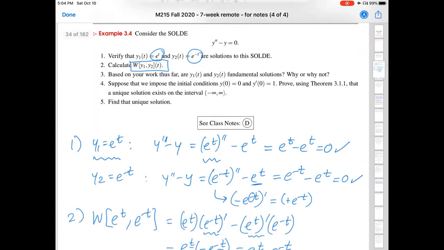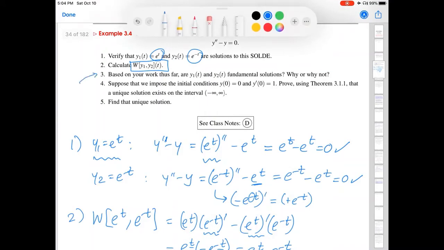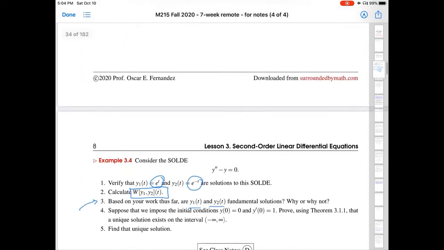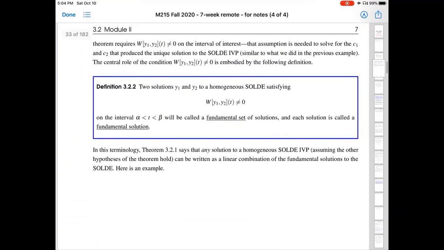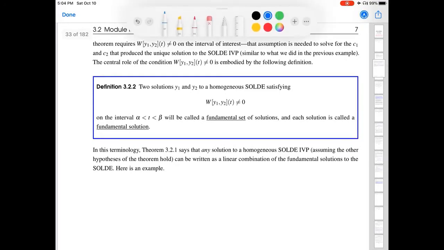Part 3 says, based on your work thus far, are y1 and y2 fundamental solutions? Why or why not? Let's scroll up a little bit and figure out what those fundamental solutions are. That's in this definition. So fundamental solutions, what are they? Whenever solutions to a homogeneous ODE have a non-zero Wronskian, they are called fundamental solutions.